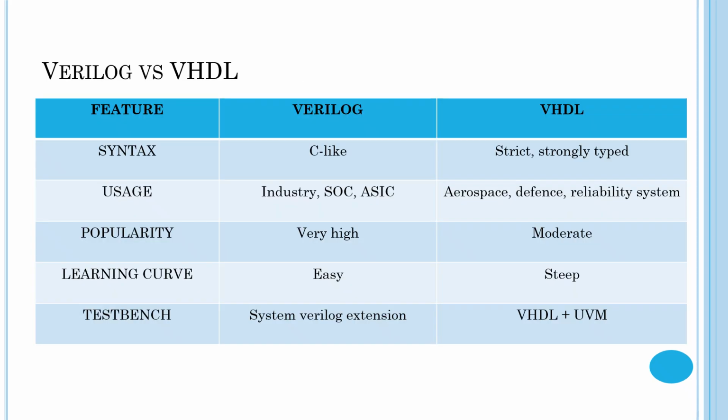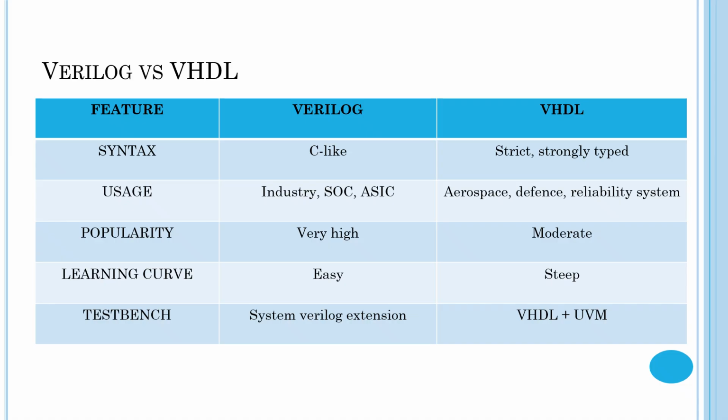The key difference between Verilog and VHDL: both are hardware description languages used to describe digital circuits, but they differ in syntax, style, and uses. Starting with Verilog, it has a syntax similar to the C programming language. This makes it compact, easier to write, and faster to learn, especially for engineers with a software background.